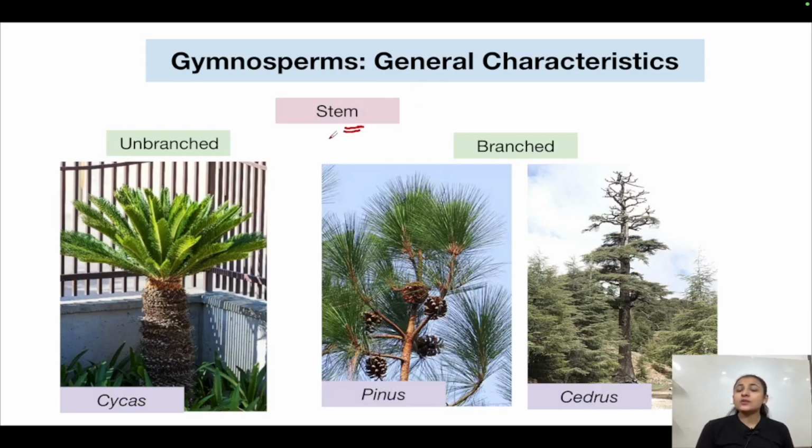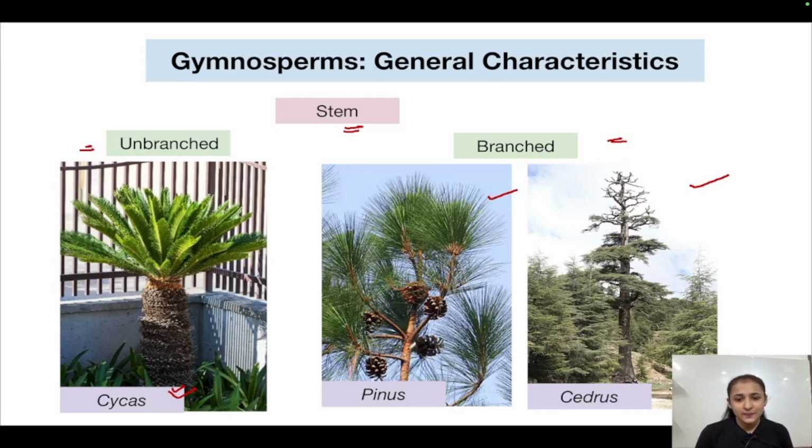Now let us move forward. If we talk about the stem of gymnosperms, it can either be unbranched or branched. As you can see, an unbranched stem is seen in cycas. In NCERT, this example is given for the unbranched stem of gymnosperms. As you can see, this is a single stem, no branching is seen here. Whereas branched stems are seen in Pinus and Cedrus.